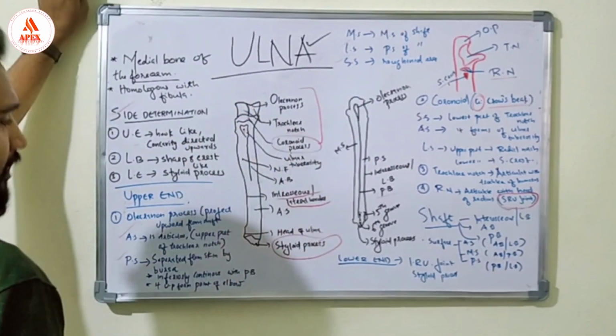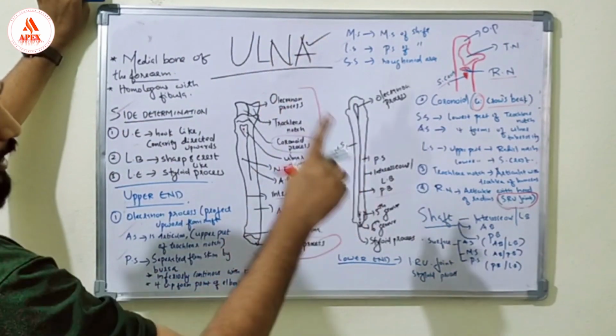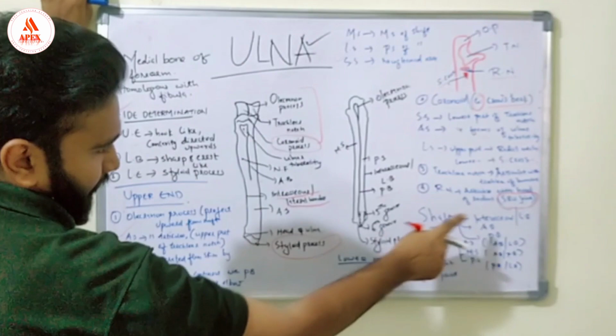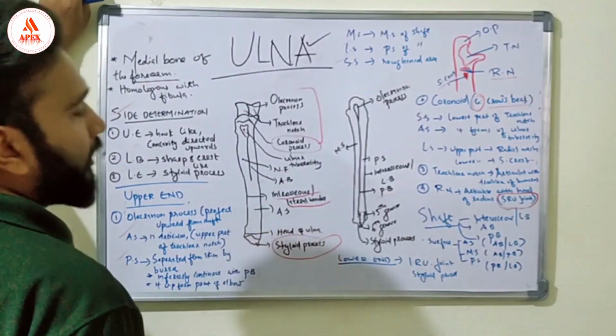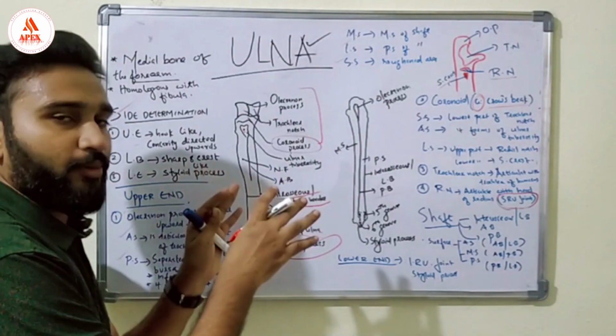Firstly side determination, then the features of the upper end, that is the olecranon, then coronoid, trochlear and radial notch, then the shaft, 3 borders and 3 surfaces, and the lower end we discussed in detail. These are the important points we want to know from this session.